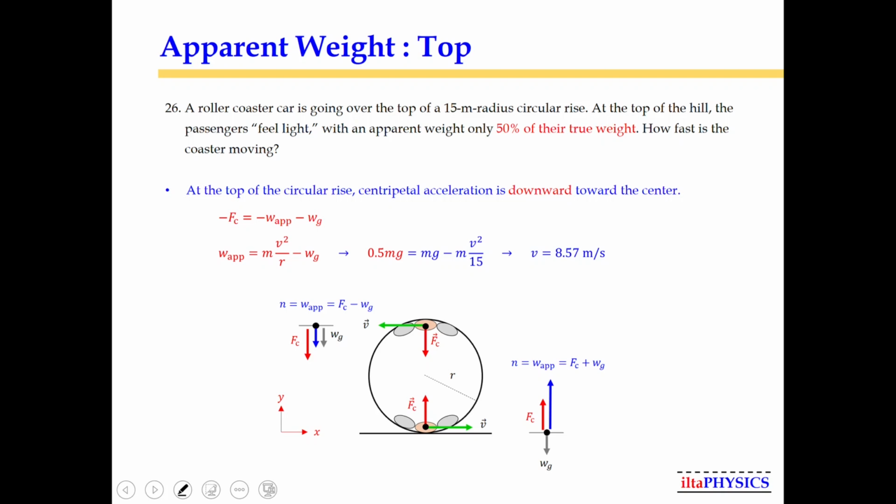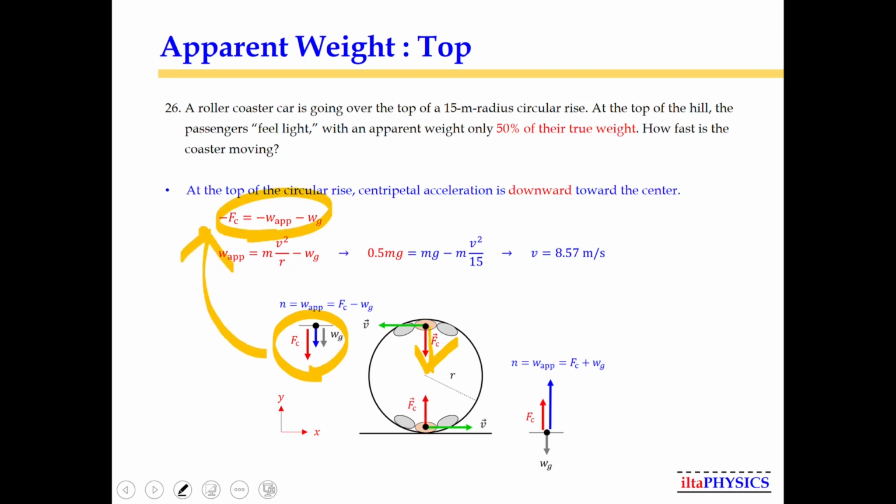Problem number 26 involves a smaller roller coaster where the rider feels 50% lighter at the top. We need to find the speed. Again, visualize the diagram and draw the free body diagram at the top. When the coaster is at the top, the centripetal force, weight, and normal force, apparent weight, all point downward. We need a constant centripetal force. Setting this up with the directions gives us the following equation.